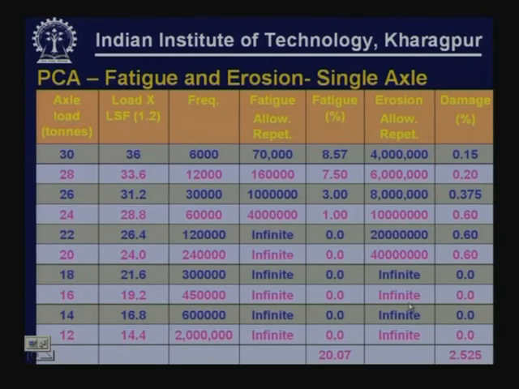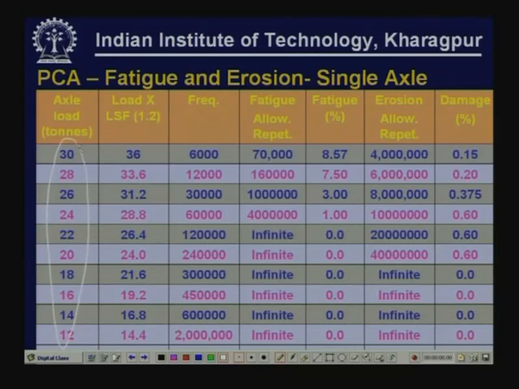So, this table here shows both the fatigue and erosion analysis for the single axle loads. The axle load group is given here. This is multiplied by the load safety factor 1.2. This is the frequency that is expected as given in the previous tables. Using the charts that I have shown earlier, these are the expected or allowable repetitions for this load group. For 30 it is 70,000, for 28 it is 160,000, but for smaller loads it is infinite.